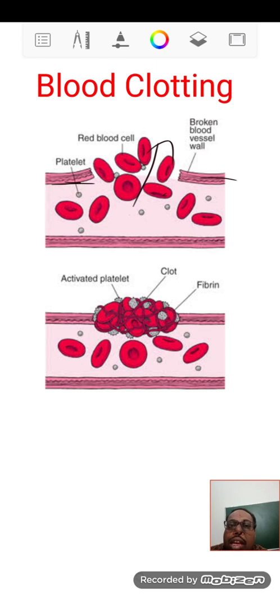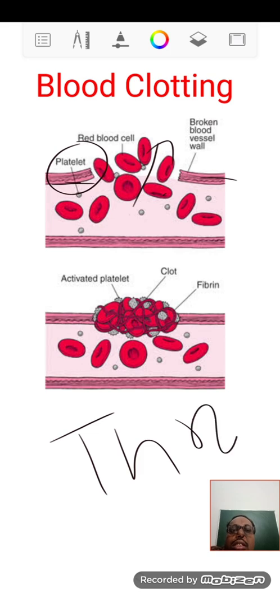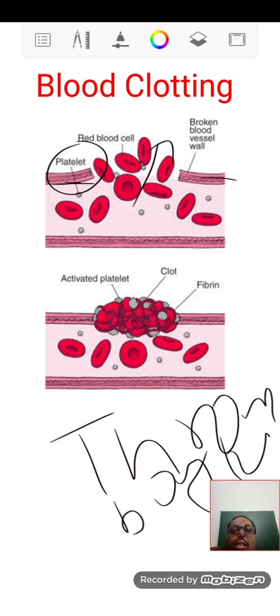If anywhere the blood vessel is ruptured, the platelets will come and do their function. Platelets are also known as thrombocytes. They will come and do the blocking process. And if the blocking is not done, what will happen? There will be leakage, pressure leakage.